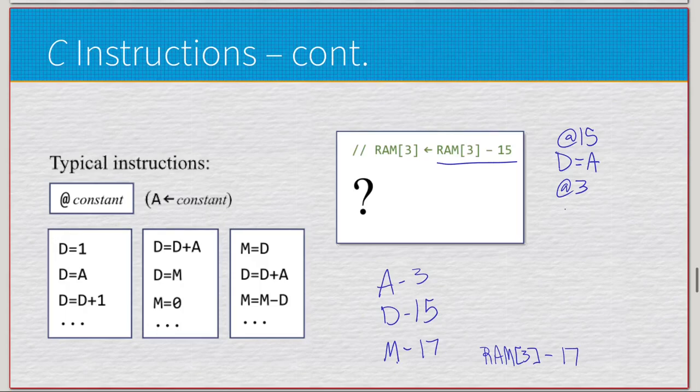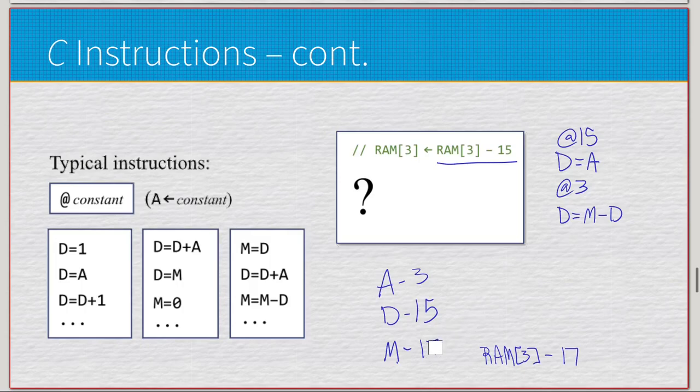And so we want to do, let's do, I'll do it the long-winded way for now. Actually, I'll just do it the straightforward way. It'll be a lot easier. Well, I'll do the long-winded way and then show how to move it to the more shorthand way. So D equals, with the value at 3, let's subtract it from 15. So we want M minus D.